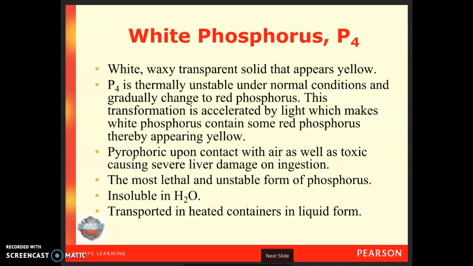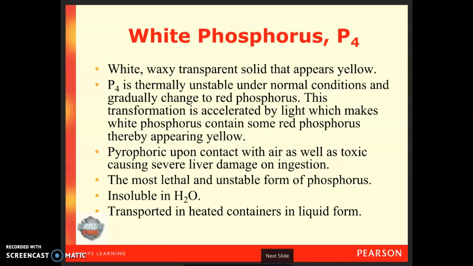Now, white phosphorus is pyrophoric. When it comes into contact with the air, it immediately ignites in a brilliant kind of flame. White phosphorus is also toxic and can cause some severe liver damage if it is ingested. White phosphorus is the most lethal and the most unstable form of phosphorus. But the good thing about white phosphorus, if you can think of it this way, is that it does not dissolve in water.